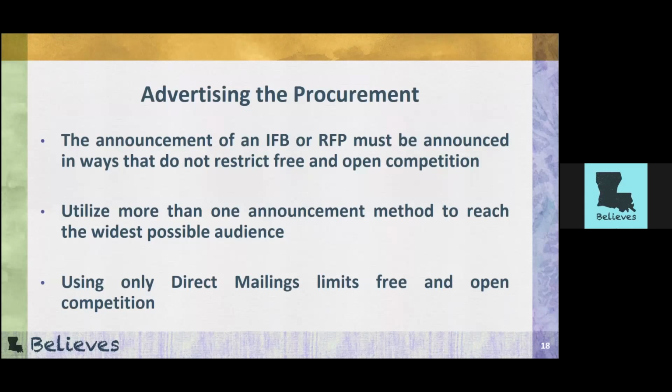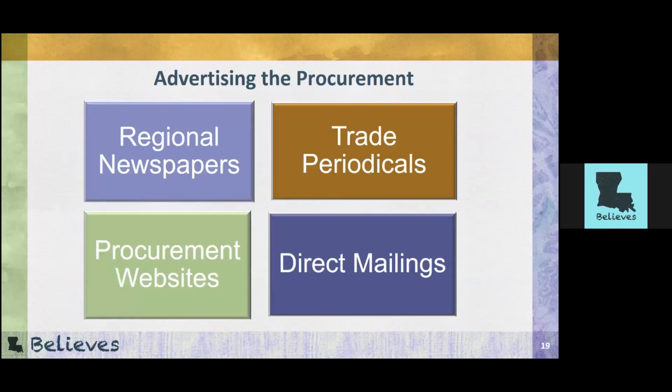When advertising the procurement, you have to announce it in ways that do not restrict free and open competition. You have to utilize more than one announcement method to reach the widest possible audience. If you use only direct mailings or direct email, that is going to limit competition. So to advertise, you want to make sure that you use local newspapers, trade periodicals, procurement websites, and direct mailings.